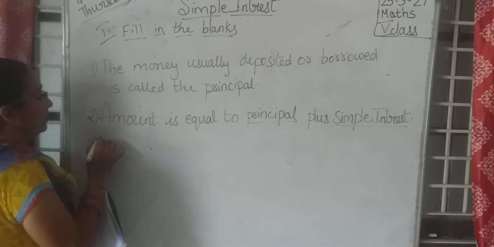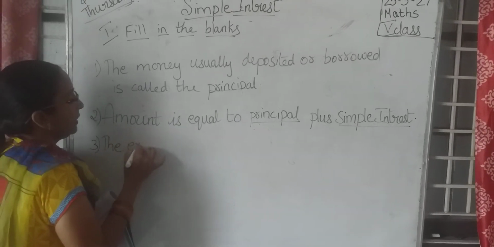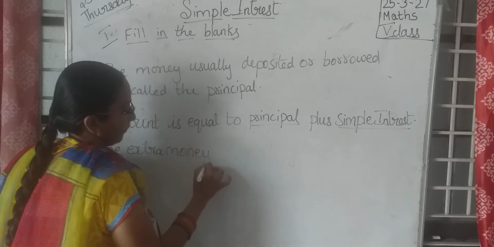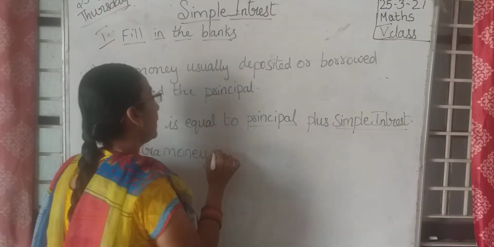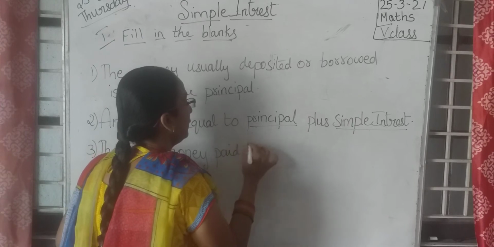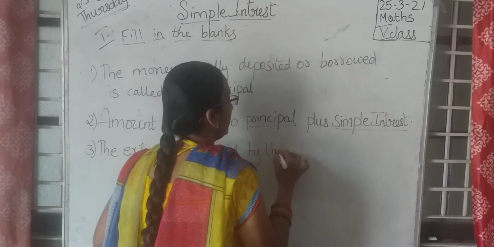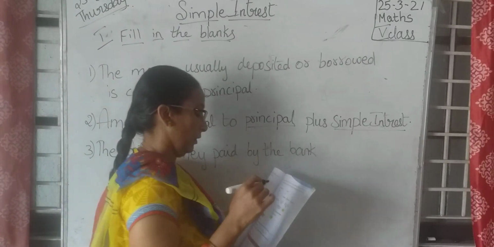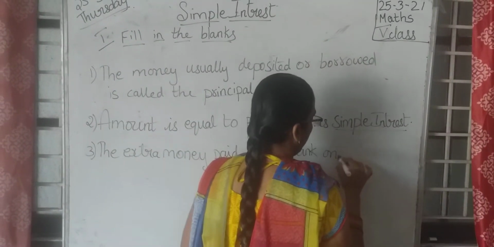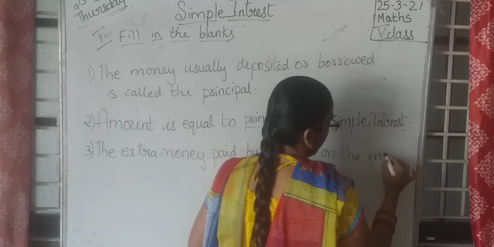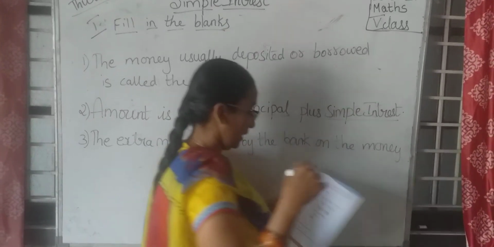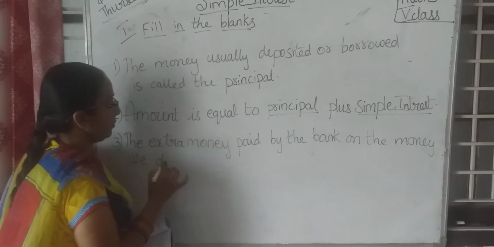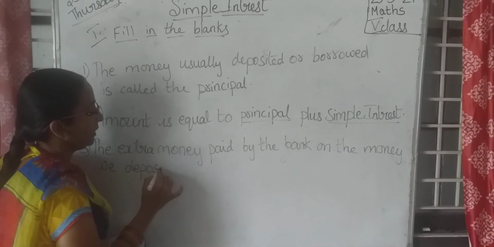Third one, the extra money paid by the bank on the money we deposit is called interest.